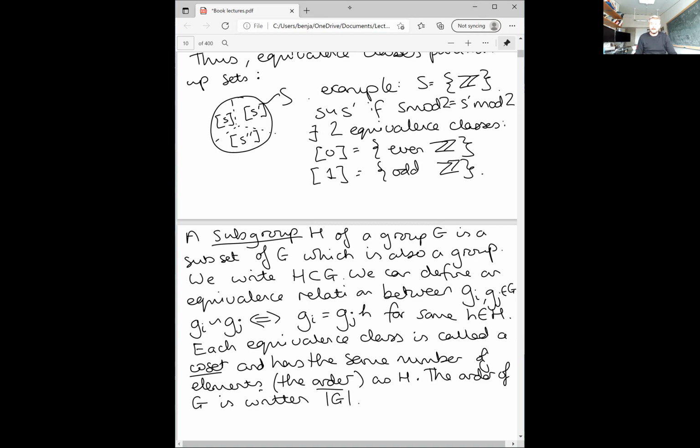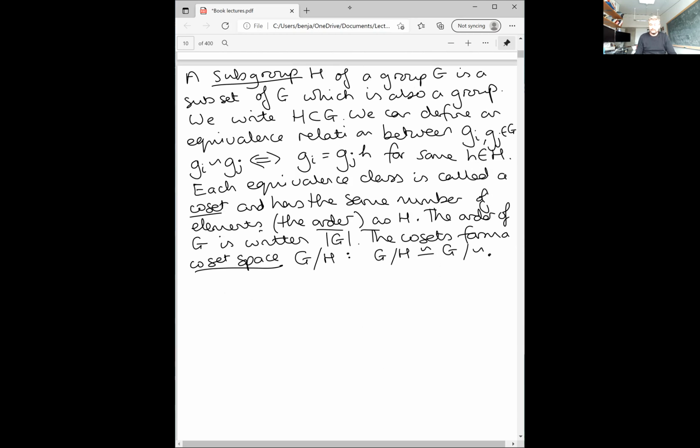So the cosets form a coset space. This is written G/H, and it's such that G/H is isomorphic to G with the equivalence relation. So in general, this coset space may or may not be a group.